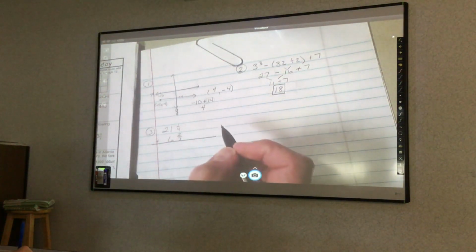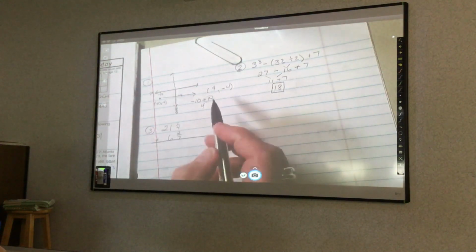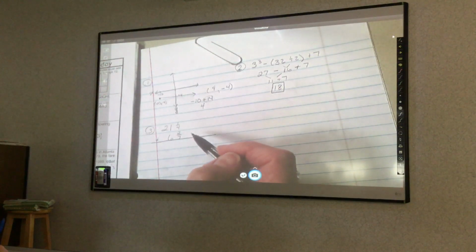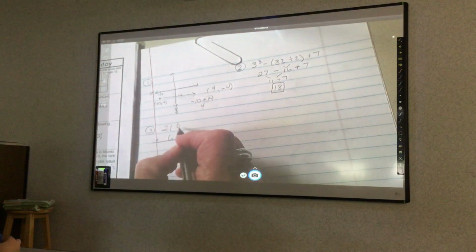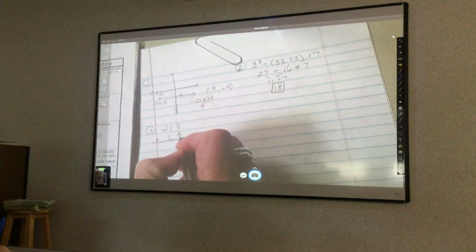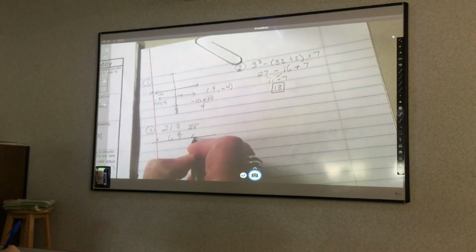To add fractions, you have to have a common denominator. They're both fractions, so I'm going to leave them both as fractions. I only change it if one is a fraction and one is a decimal. So I need to have a common denominator. So what's my common denominator for 4 and 7? 28. Because they are multiples of each other.